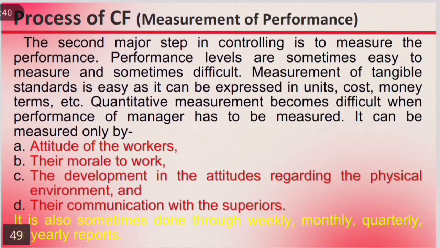Process of controlling function. Number 2, measurement of performance. The second major step in controlling is to measure the performance. Performance levels are sometimes easy to measure and sometimes difficult. Measurement of tangible standards is easy as it can be expressed in units, cost, money terms, etc. Quantitative measures become difficult when performance of manager has to be measured. It can be measured only by number 1, attitude of the workers, number 2, their morale to work, number 3, the development in the attitudes regarding the physical environment, and number 4, their communication with the superiors. It is also sometimes done through weekly, monthly, quarterly, or yearly reports.